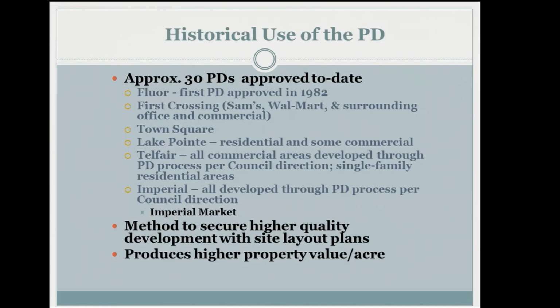Now, historically, the city has used the planned development zoning district process for several reasons, and to date, we have approximately 30 PDs, final development plans, that have been approved in the city. This dates back to the 80s, when the planned development district zoning classification was added to our set of development regulations. The first PD that was approved in the city was actually the Fluor Corporation property along Fluor Daniel Drive, there along Brooks Lake. We've used the PD process throughout our development history. Some of the more notable PD processes, just to give you a flavor of the range of types of development that have been developed through the PD process, include the First Crossing area, which includes the Sam's and Walmart and some of the surrounding office and commercial areas, developed through the planned development process.